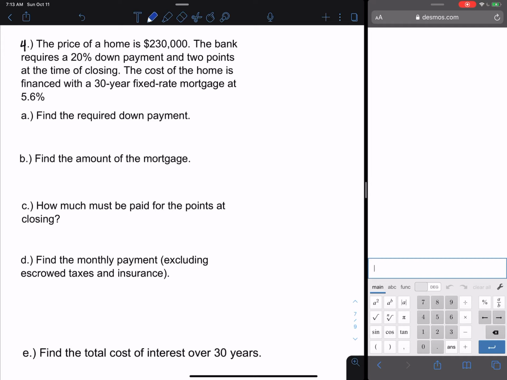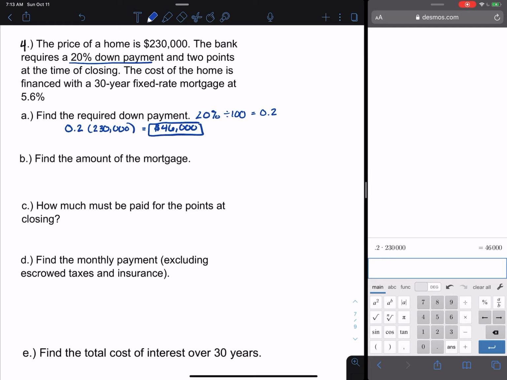So notice they tell us that it's a 20% down payment, so we're going to take 20% of that price of the home. So first we need to turn 20% into a decimal. Remember, to do that we divide by 100, so that's going to give us 0.2 or 0.20. So we'll take 0.2 and multiply it by the 230,000. When we do that, we get $46,000 as the down payment.